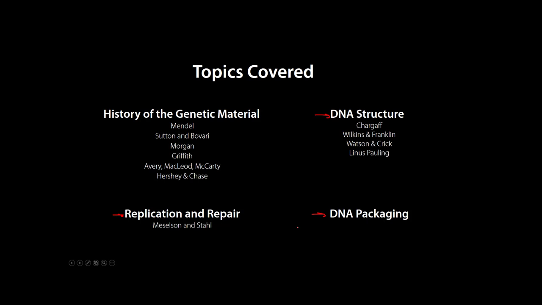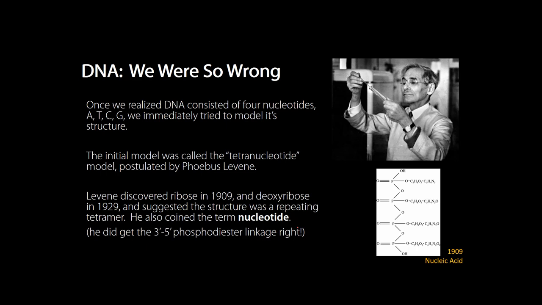Now, the story begins in the early 1900s. By this point in time, we know that there is this mysterious substance inside the eukaryotic nucleus. We used to call it nucleon, and then we moved on, realizing it was acidic, and so we called it nucleic acid. This was all discovered in 1869 by a guy named Miescher. Miescher discovered it in 1869, and he called it nucleon. Okay, and then he realized it was acidic, and that became nucleic acid.